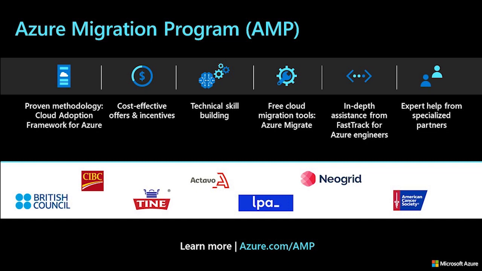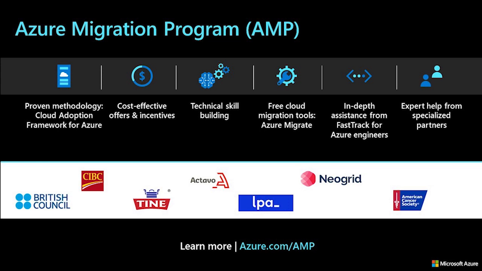So there are a few core components of the program. Let me summarize them here, and then we'll touch upon them in some more detail. So the first piece within AMP is best practices for a step-by-step approach. So you go from start to finish in a structured manner. We have the Azure Cloud Adoption Framework as our proven methodology that has worked with several thousands of customers. Next up is technical skill building, which is very important to ensure that your organization and team members have the right level of technical knowledge and competence on Azure capabilities.